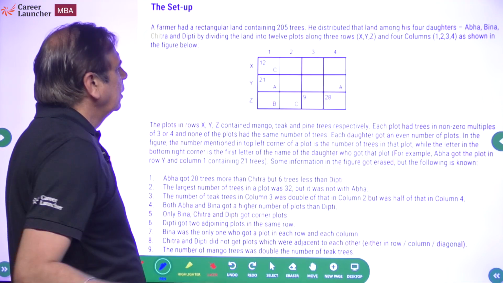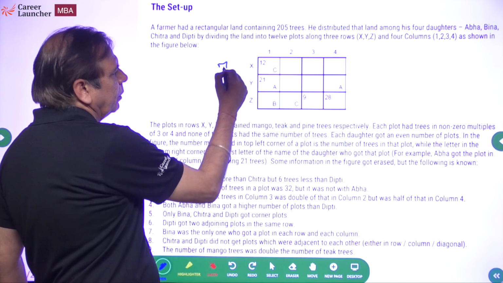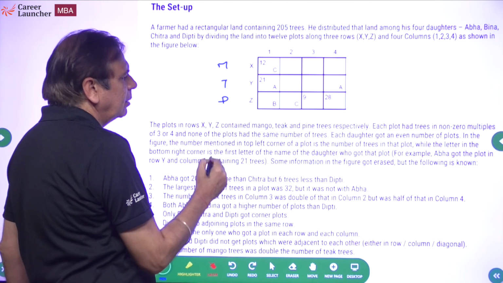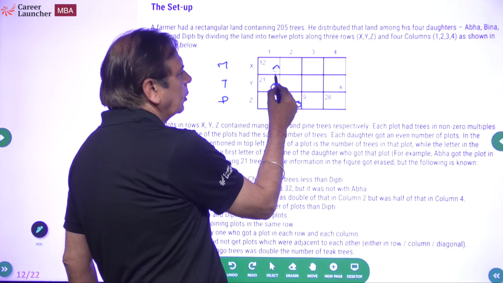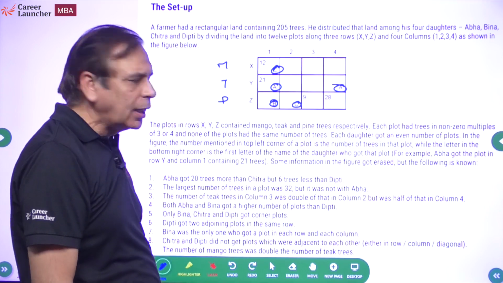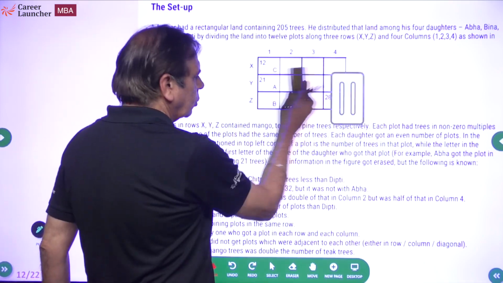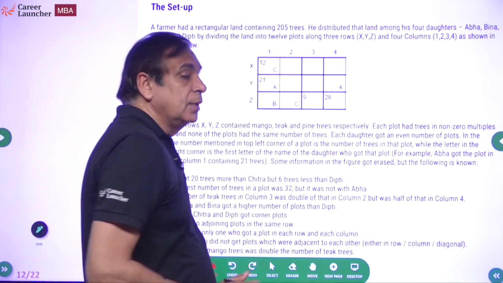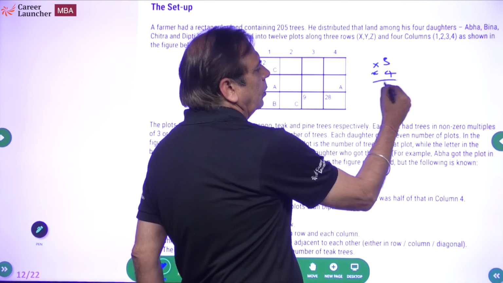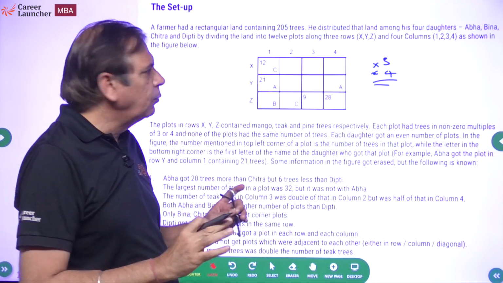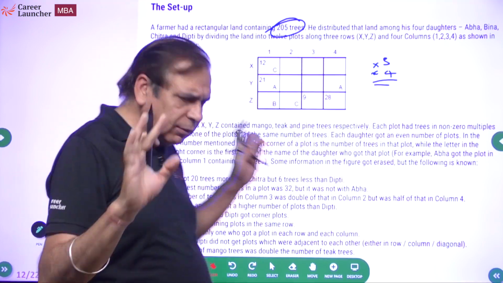The first thing is, these are 12 plots. Row X has mango trees, row Y has teak trees, and row Z has pine trees. This is the name of the daughter, the first alphabet of the initial of the daughter who's got that particular plot, and this is the number of trees in each plot. Okay, this is what we have got so far. And yes, one important thing. The number of trees in each plot is either a multiple of 3 or a multiple of 4, and yes, the total number of trees is 205. Okay, good. We have this much information.